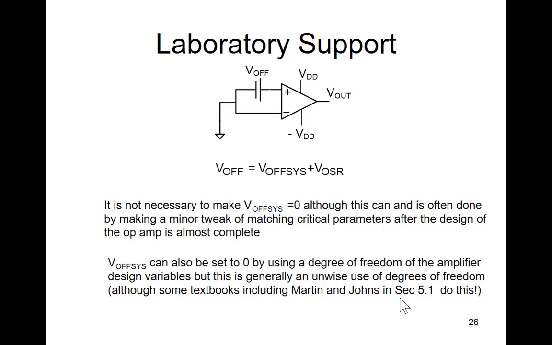It is not necessary to make the systematic offset 0, although this can be done and is often done by minor tweaks. The offset can also be set to 0 by using a degree of freedom in the design of the amplifier. But this is generally an unwise use of a degree of freedom, although some textbooks, including the Martin and Johns textbook, suggest doing that. I'll discuss that in a minute.